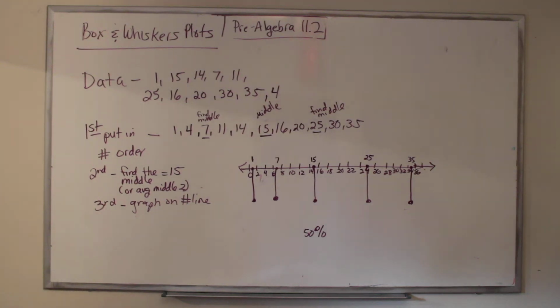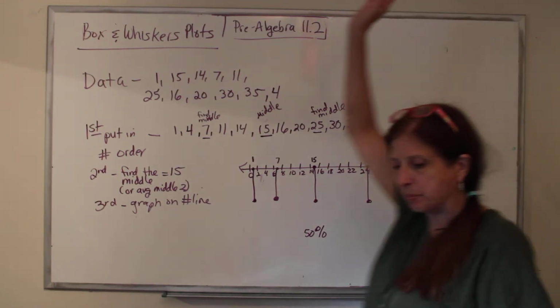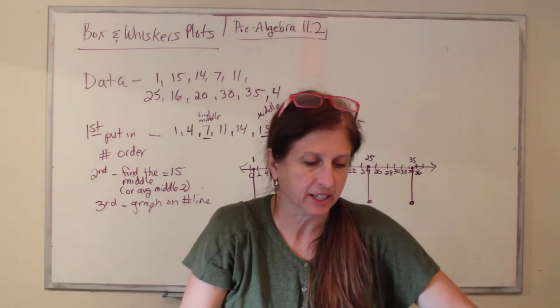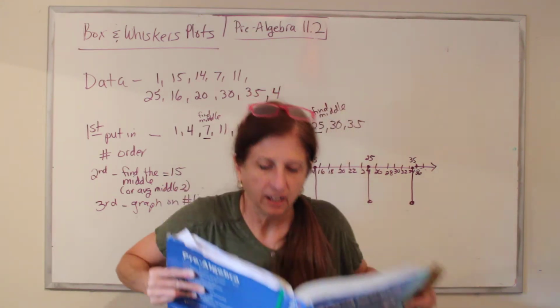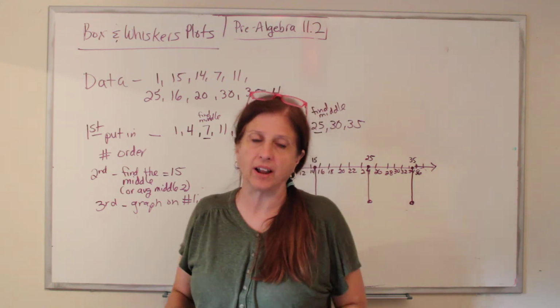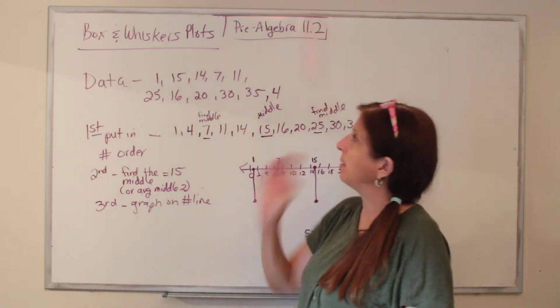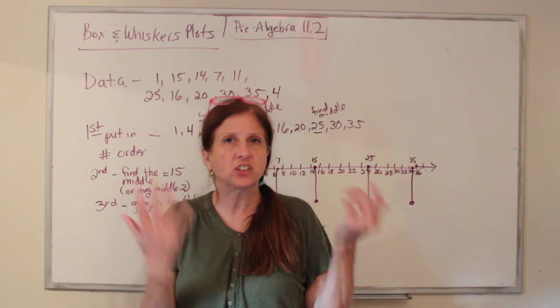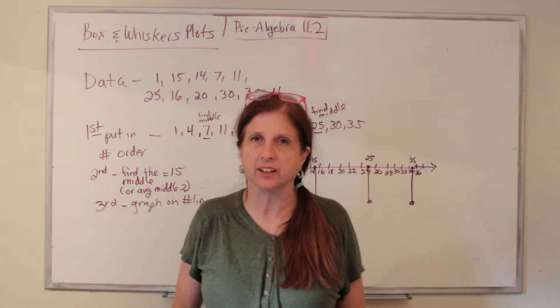Welcome back to Pre-Algebra Chapter 11, Section 2 in this book. Last time we talked about stem and leaf plots and bar graphs. This time we're talking about box and whisker plots. This is the most colorful sounding chapter we're going to do.